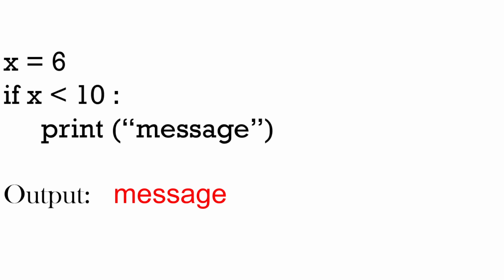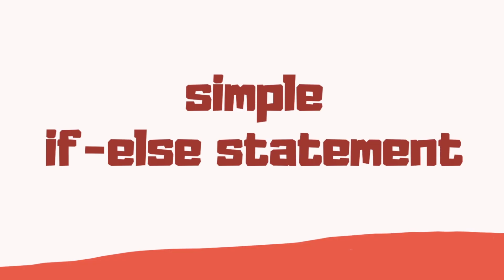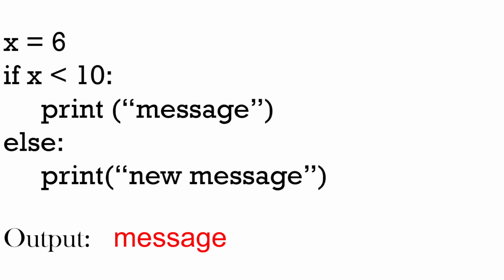Here's an example. If x is less than 10, print message. x is 6, so we print the message. That's the output. x is 21. Now there's no output because x is not less than 10. That's false. What about the if else statement? Here x is less than 10, so we print the message. Here x is not less than 10, so we'll print new message as part of the else.